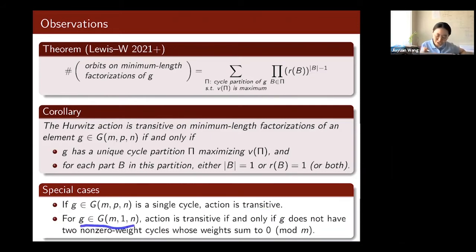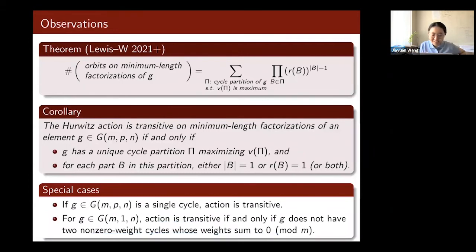And then for g in G(m,1,n), the action is transitive if and only if g does not have two non-zero weight cycles whose weights sum to 0 mod m. So why do we have this condition? Because if there are two non-zero weight cycles whose weights sum to 0 mod m, then in order to have a cycle partition that maximizes the value, we can either put the cycles in the same part or put them into different parts. So if we have two such cycles, then we would violate the condition of a unique cycle partition maximizing the value. That's why, in order for the action to be transitive, we don't want this scenario.